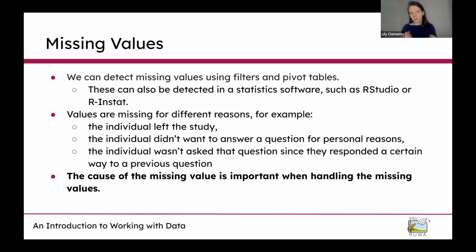Now, what I really hope you can appreciate here is that the cause of the missing value is important when we're handling it. Let's take those 3 cases again. So the first one, the individuals left the study. We've got our household, and they were there in 2007, but they weren't there in 2018. Well, to me, the big question there is, why did they leave the study? Why did they leave the region?